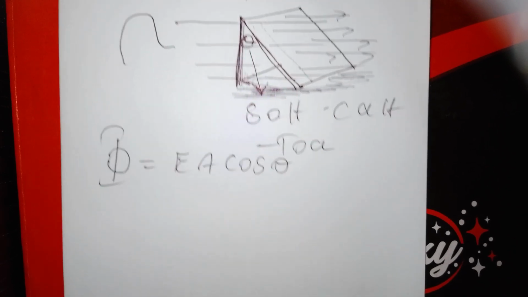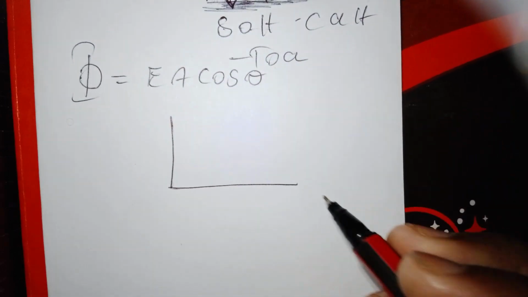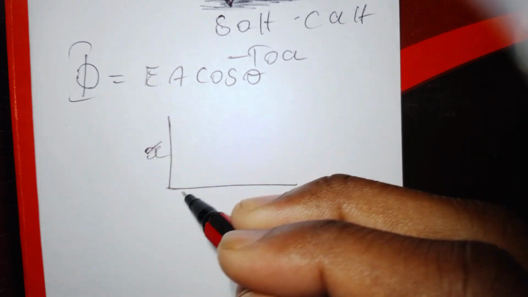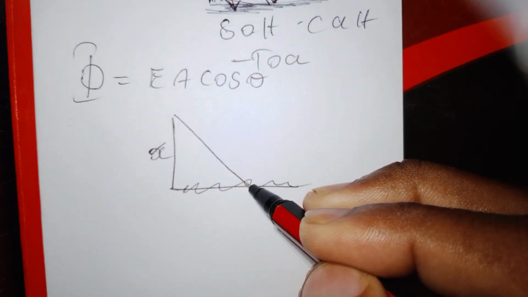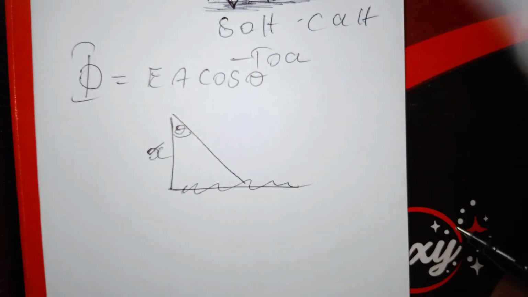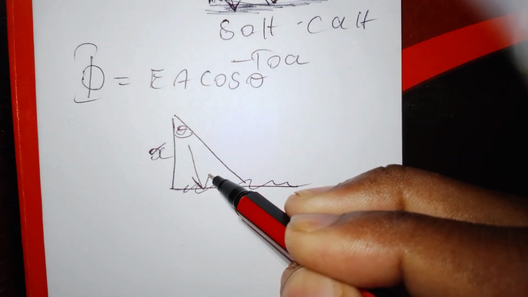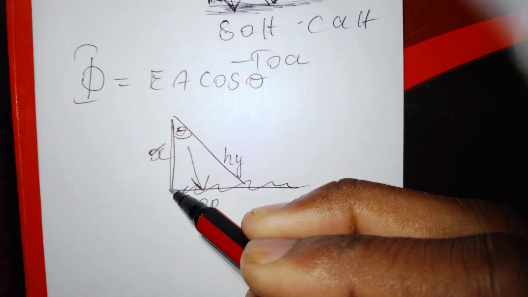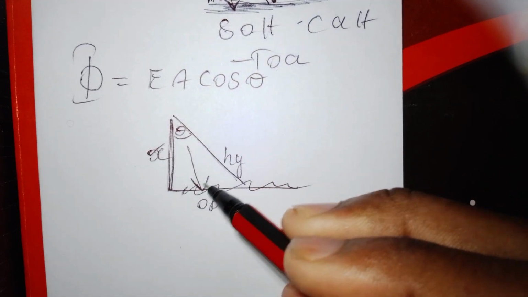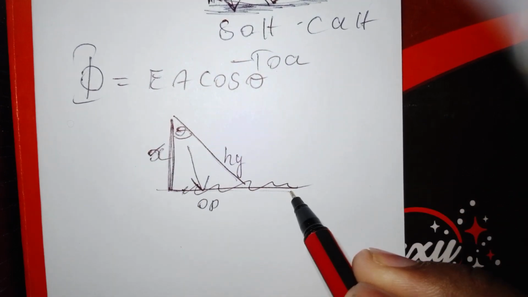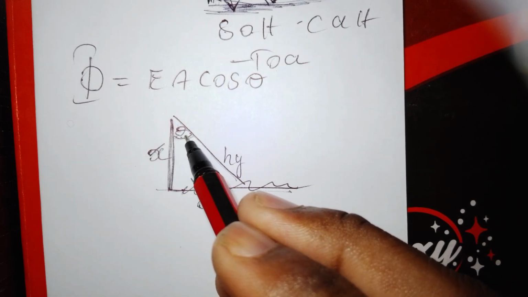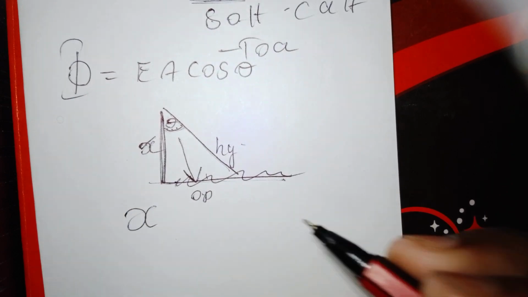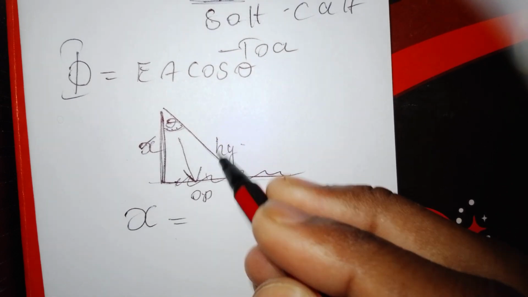If that wasn't enough, let me try writing it in this form. Let me take this as our x. Since the angle theta is here, this would be the opposite, then this is the hypotenuse, and this is the adjacent. Remember, we don't follow the number line here, we follow the angle. So opposite, adjacent, hypotenuse.